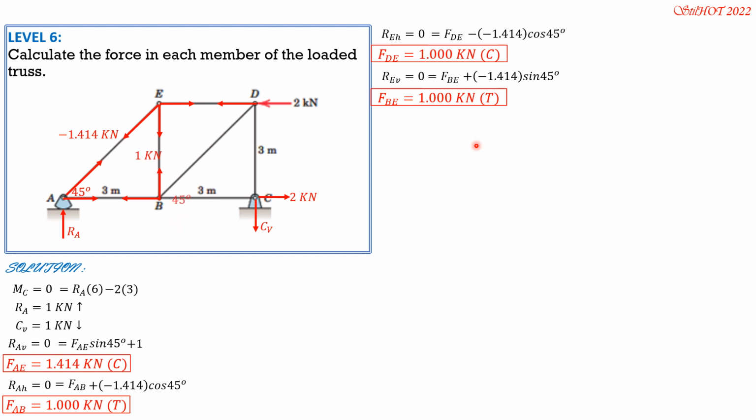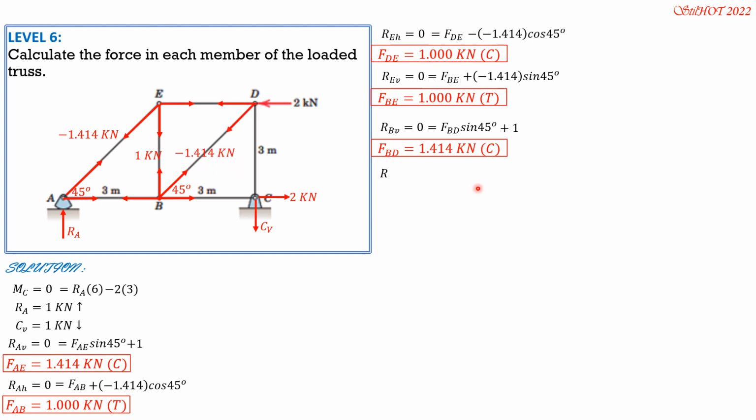Then we proceed to joint B. We put the value. This angle is 45 also, arctan of 3 over 3. Then we have FBC and FBD. So first, RB vertical equals 0 to get rid of simultaneous equation. So vertical component of FBD is FBD sine 45, then plus 1. Then FBD is negative 1 over sine 45, so it is compression. It is 1.414 kilonewtons compression.